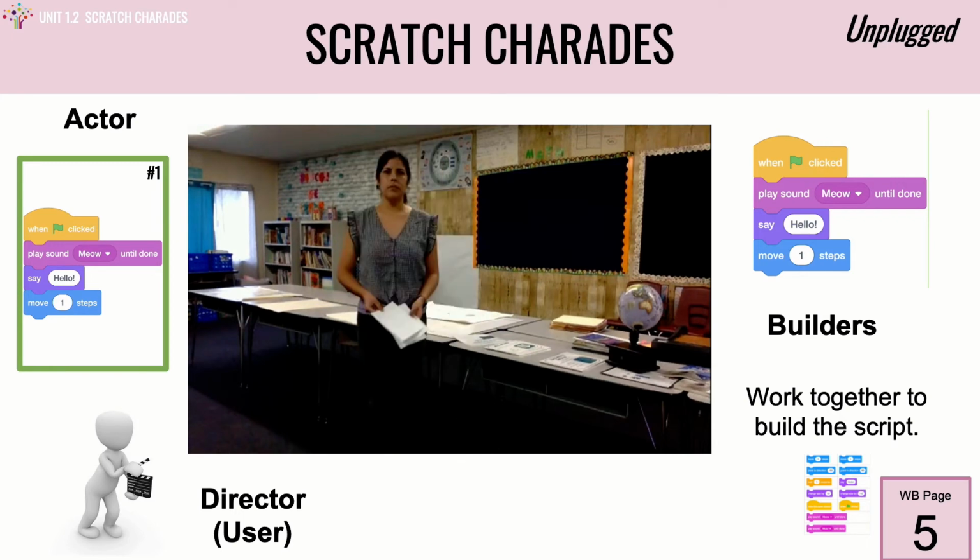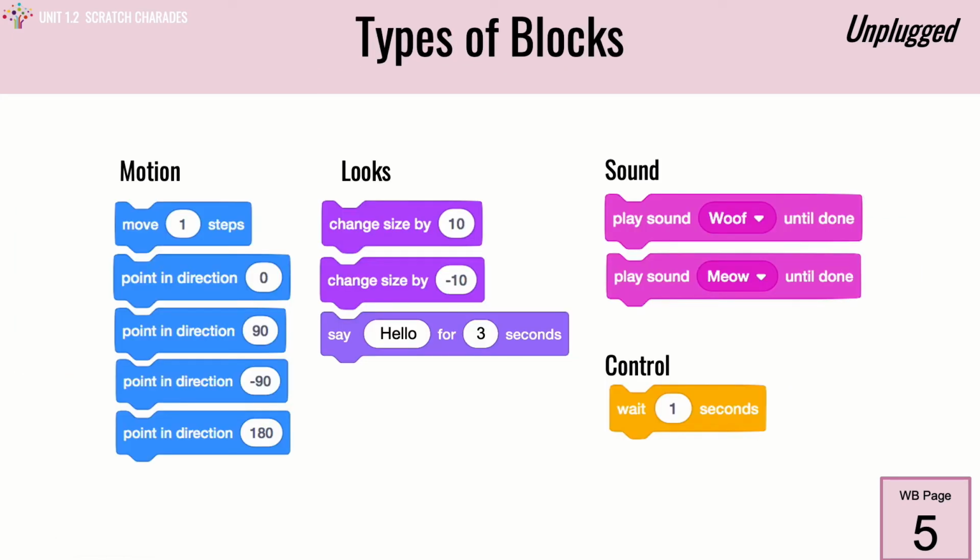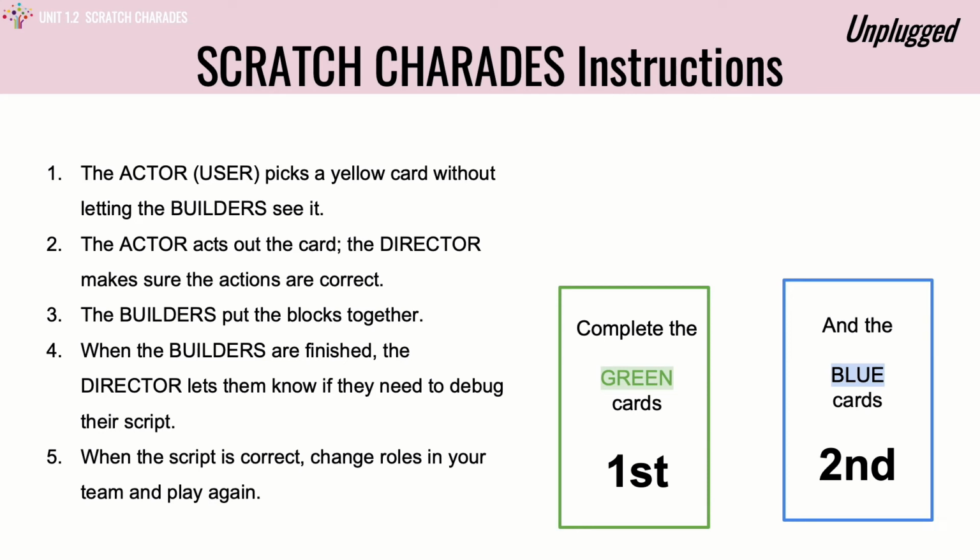So just to remind you, there are different types of blocks. So the blue ones would be for motion, purple ones for looks, sounds are pink, and then the control blocks are the orange ones. So the students will be organizing those blocks or the scripts. So here are the instructions that you would give the students in 1.2. So you talk about what the actor does, what the builder does, and what the director does.